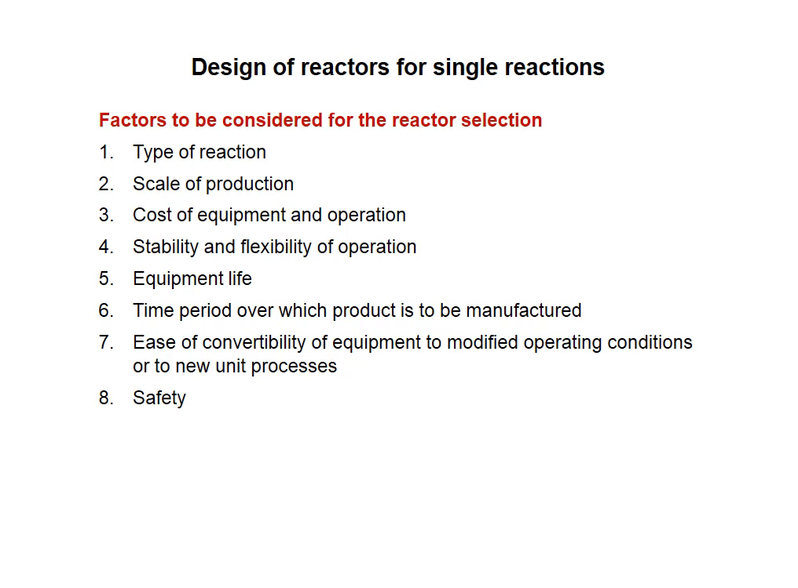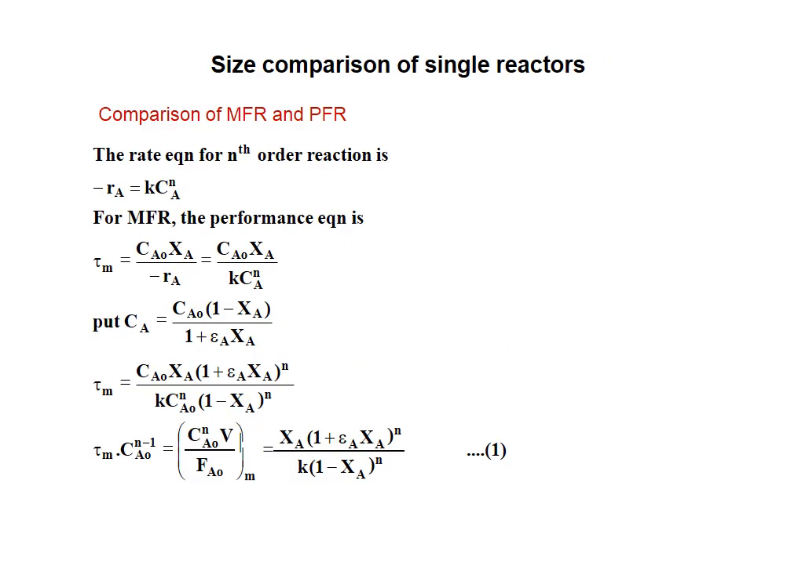So next, moving on to the topic, design of reactors for single reactions. The factors to be considered for the reactor selection are type of the reaction, scale of the production, cost of the equipment and operation, stability and flexibility of operation, equipment life, time period over which the product is to be manufactured, ease of convertibility of equipment to modify operating conditions or to a new unit process, and finally we have to compare the size of the single reactors. So we are comparing MFR and PFR.